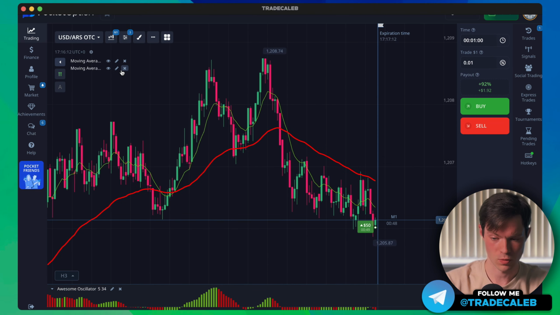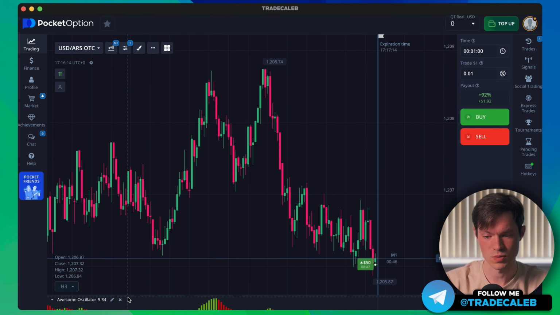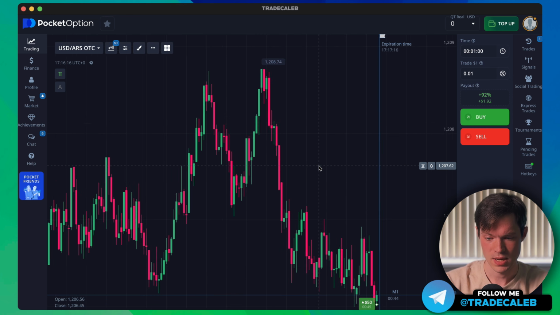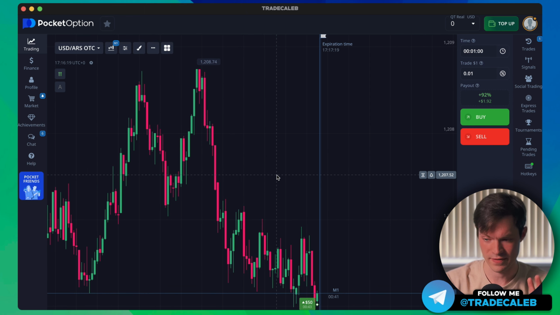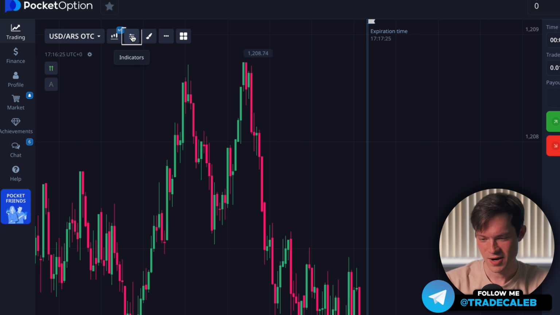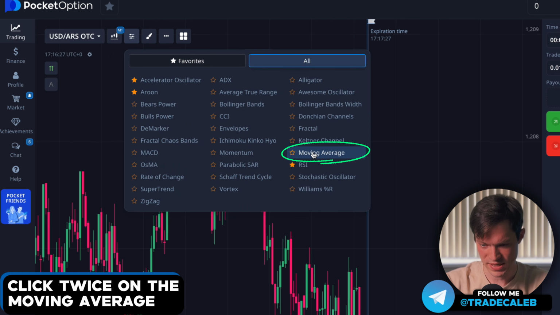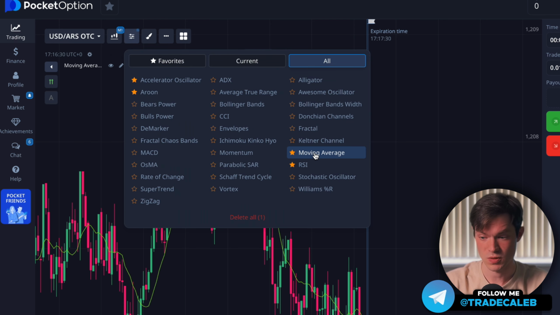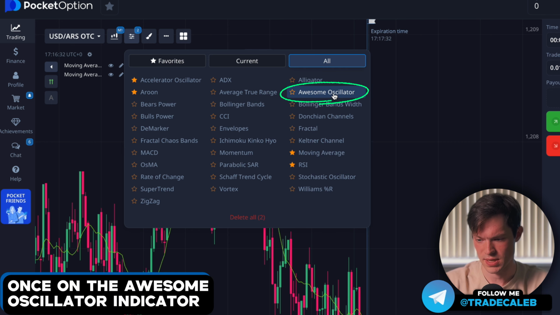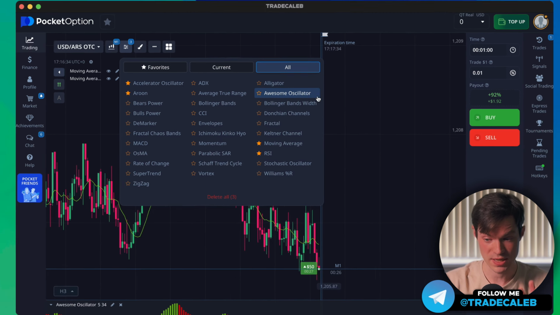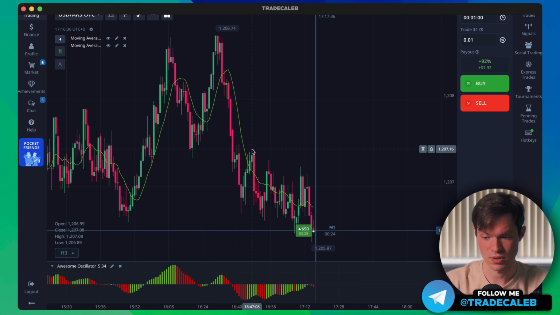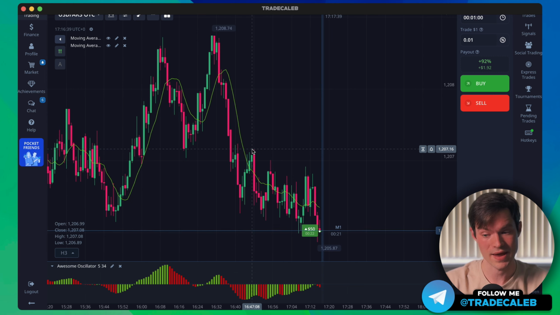Let me remove all the indicators. Today we are going to need to set up a bunch of them, like this, just to make 5 upside trades in a row. Do you know what indicator is working? Let me show you. We go to the indicators panel, click twice on the moving average indicator and once on the awesome oscillator indicator. We have added these 3 indicators. Now the main thing is to configure them very correctly and accurately.